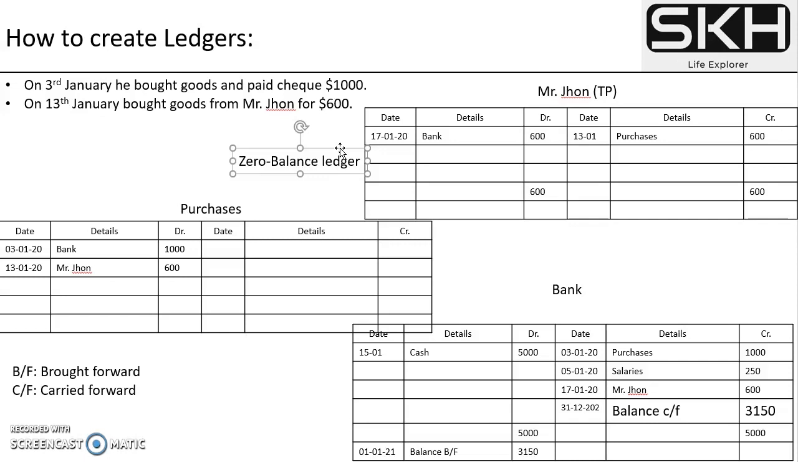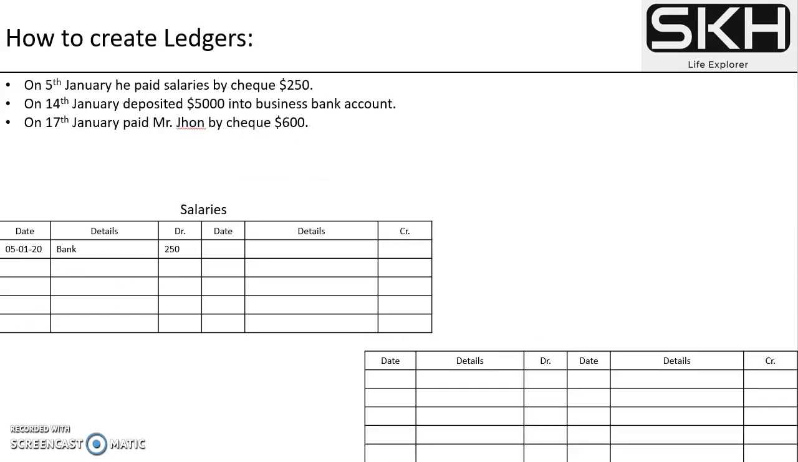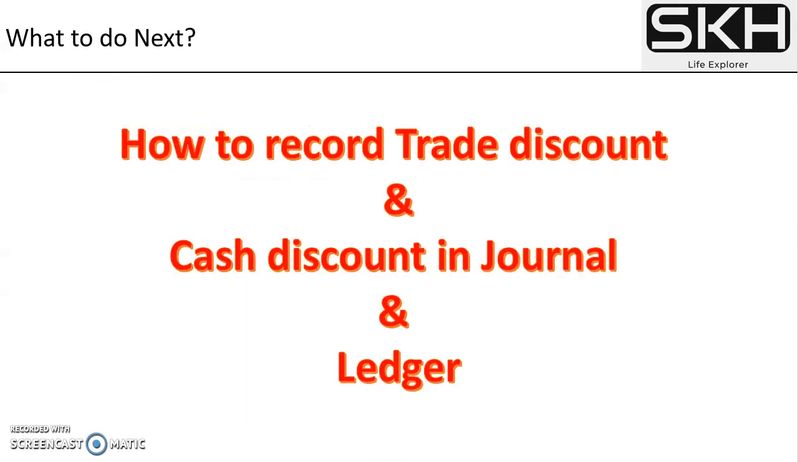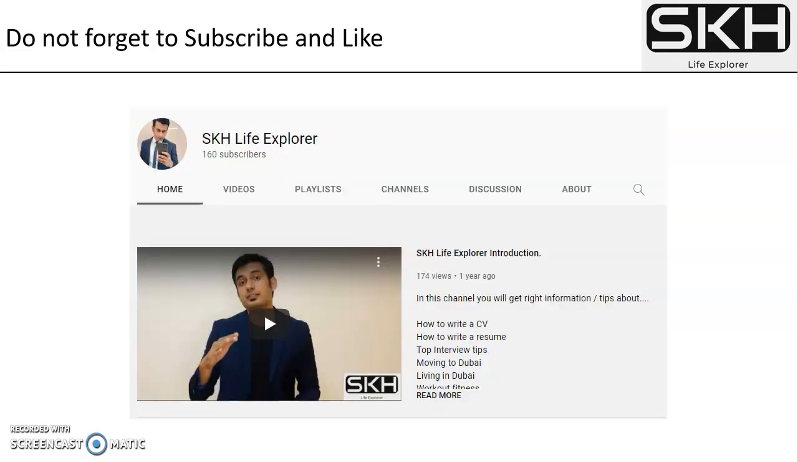So students, if you have any confusion, you can ask me questions in the comments. I can also answer you, but if you are stuck somewhere, you can rewatch the video again. In the next video we will be learning about trade discount and cash discount, how we record journal entries for trade discount and cash discount, and how we post those transactions in the ledger, and that is a little bit complicated. So hopefully I'll see you in the next video.